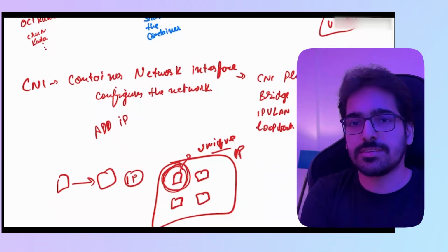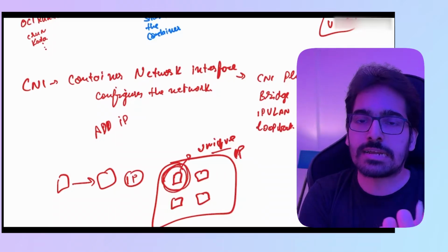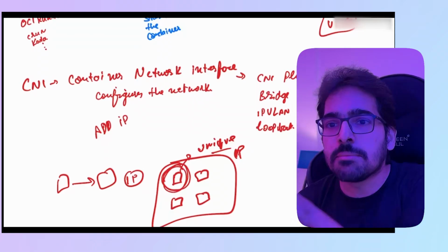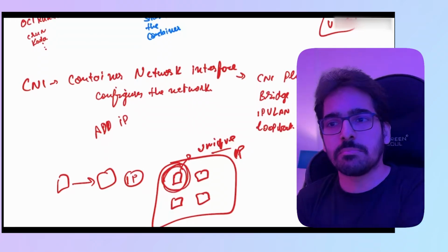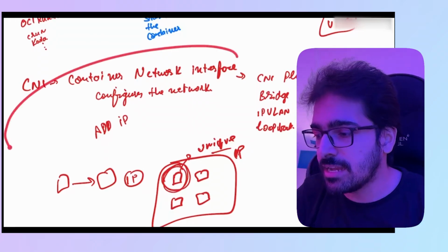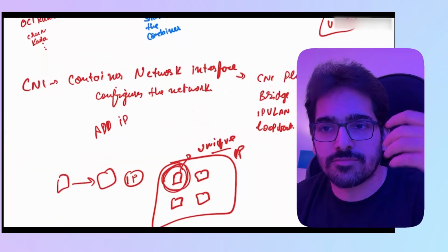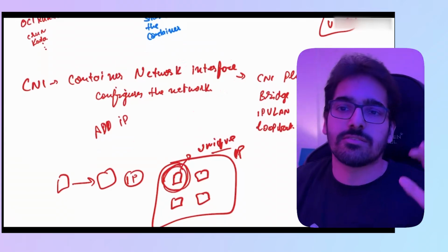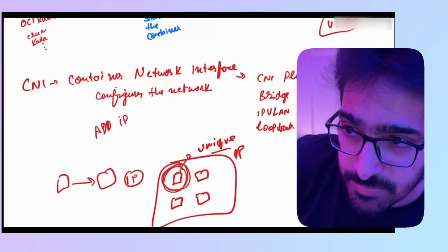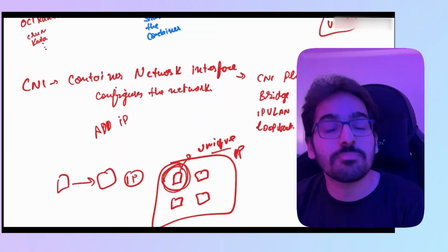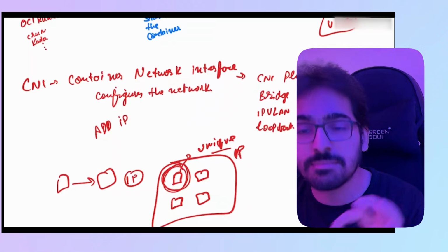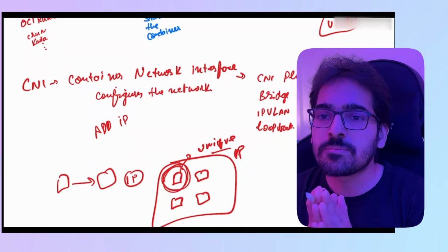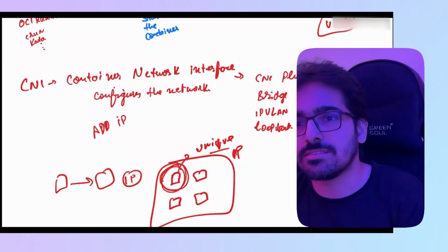For example, CRI is a specification, and the OCI runtime spec is a specification, and then you have crun and containerd, which are the implementations. So there is a specification, and then there is an implementation. Similarly, CNI is the spec for defining the network. You should be able to add, delete, and check, and all those things should be there in a particular implementation of the CNI. You can actually build your own CNI by implementing all the things mentioned in the CNI spec.